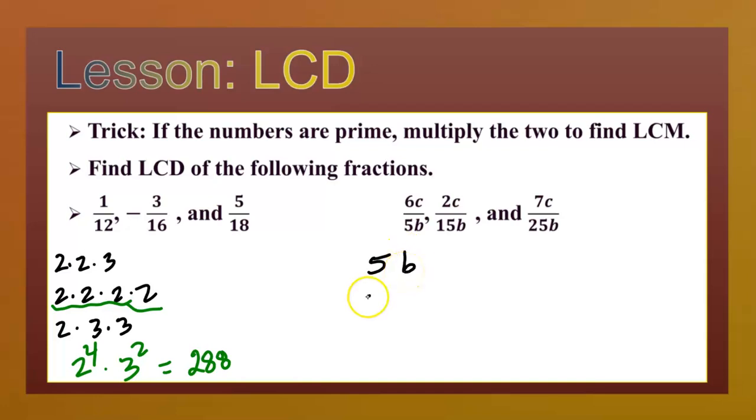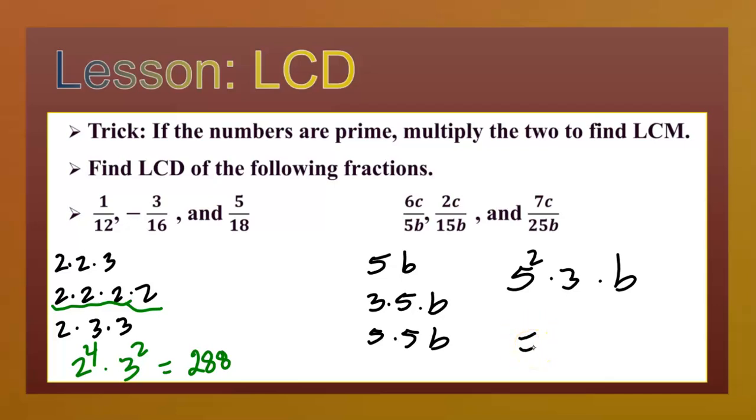And then 15 is 3 times 5 times B. And 25 is just 5 times 5 times B. So we have 5's, we got 3's, and we have B's. The most 5's being used is 2, the most 3's is 1, and the most B's is 1. So 5 squared is 25, and 25 times 3 is 75B. And that would be our least common denominator.